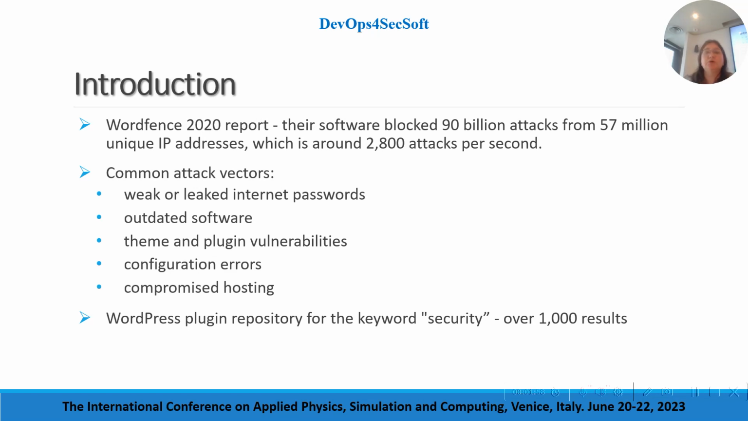You can also see the most common attack vectors. These are weak or stolen passwords, outdated software, vulnerable plugins, configuration errors, compromised hosting, and so on. These are the reasons that most developers who build sites with WordPress try to choose a security plugin for their WordPress systems. And if you look for the keyword security among the WordPress plugins, you can find over 1,000 results. So the problem here is how you can select the most appropriate plugins which will solve the security problem.